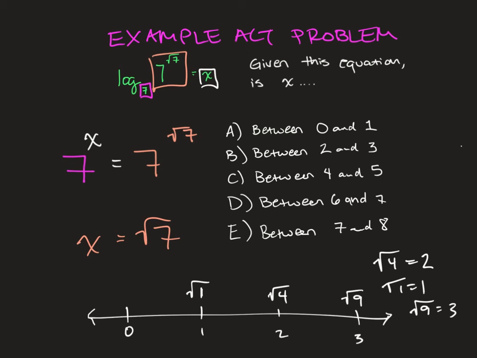Well, in that case, I know the square root of 7 is going to be bigger than the square root of 1. It's going to be bigger than the square root of 4, and it's going to be less than the square root of 9. So it's going to be somewhere in here, which means that the answer here would be that it is between 2 and 3.